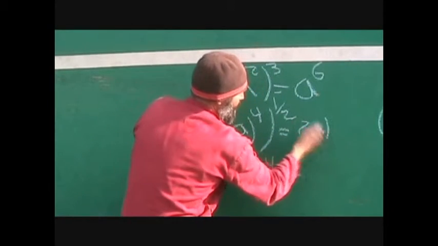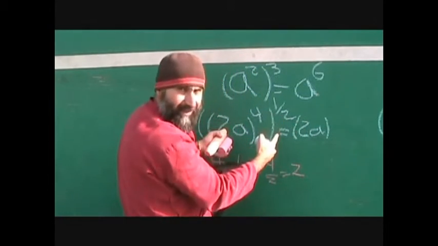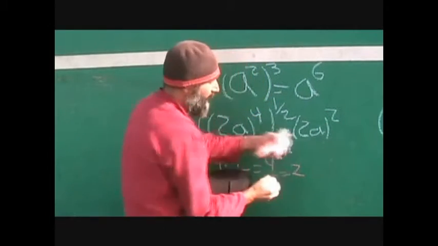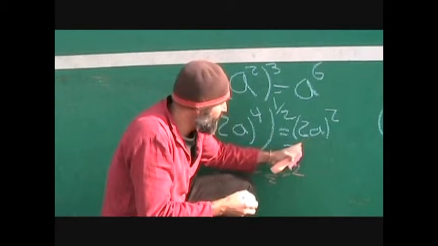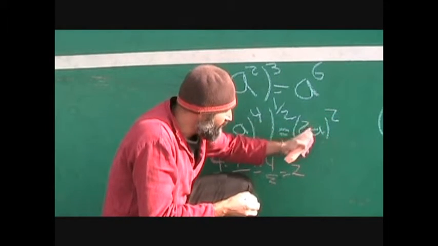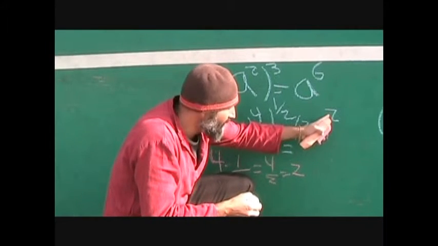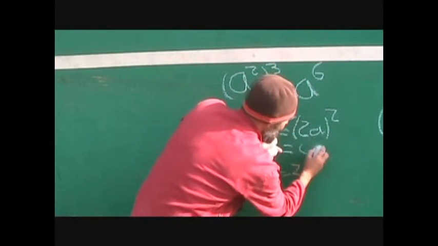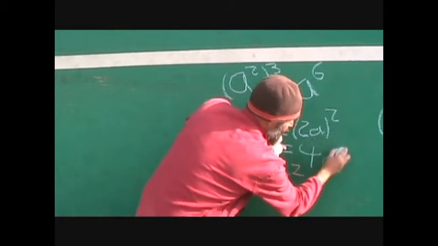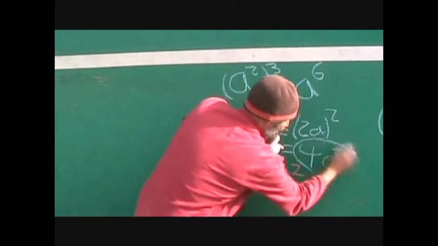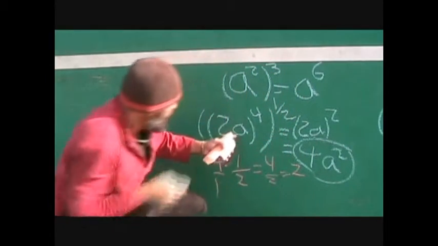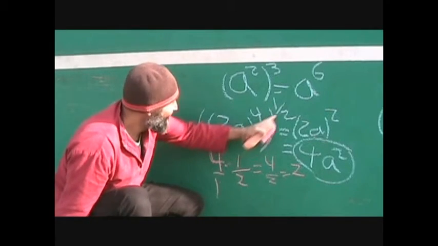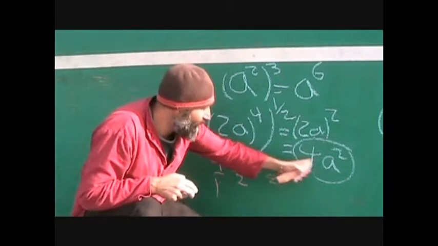Right? Now, this becomes 2a, and when you multiply these guys, it becomes to the power of 2. And we already talked about 2a to the power of 2. And this is distributive. This applies to this and this. So 2 squared is 4. A squared becomes a squared. And that's your answer for this. So 2a to the power of 4 to a power of a half is 4a squared.